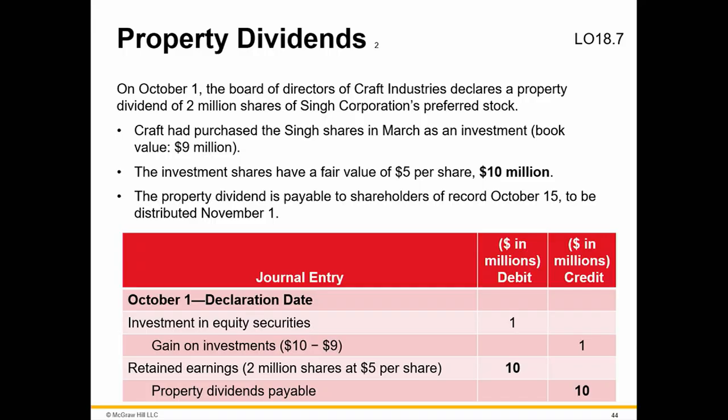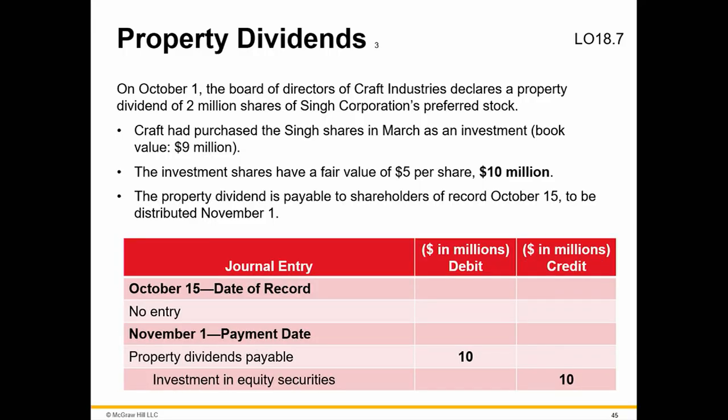And then we have a couple other dates to concern ourselves with. October 15th is the date of record. There's no entry. There would have been, and it's not on here, an ex-dividend date of October the 14th. The payment date is November the 1st, so you're distributing the non-cash dividend, which essentially just means you're giving up some of your investment to someone else, right? So a debit to property dividends payable to clear out the liability because you're satisfying it, and you're reducing your investment in equity securities because you're distributing that to your shareholders. So a credit to investment in equity securities.